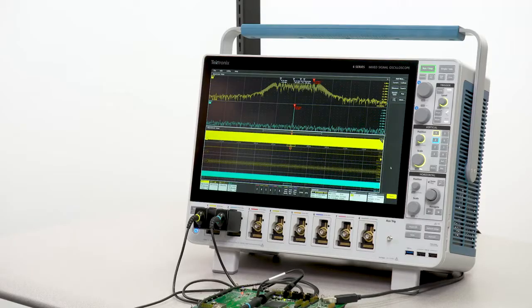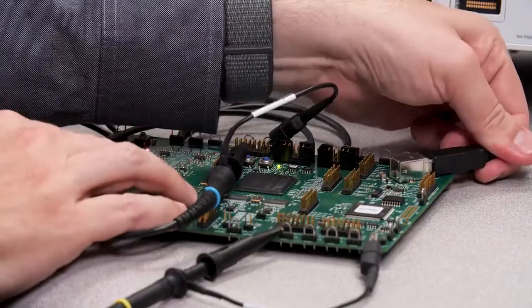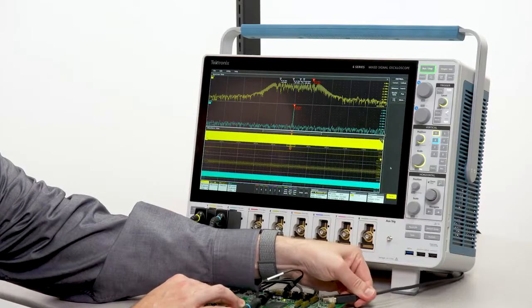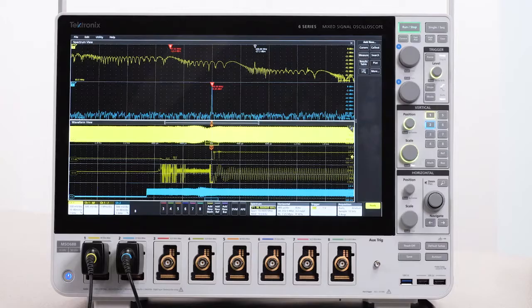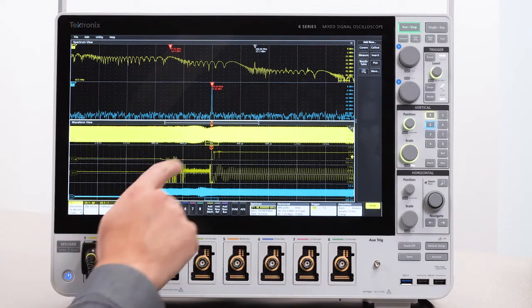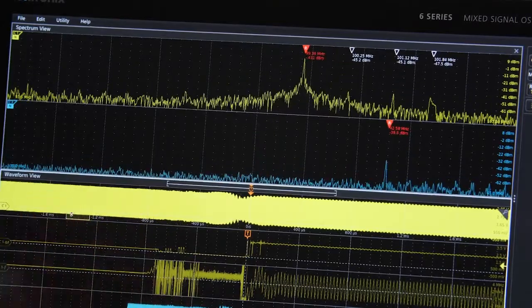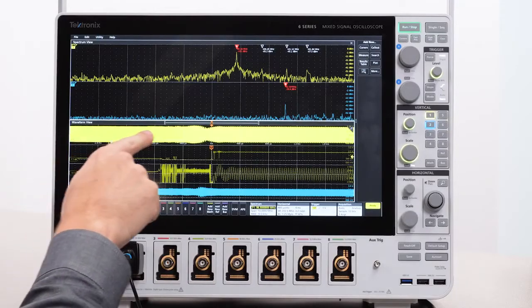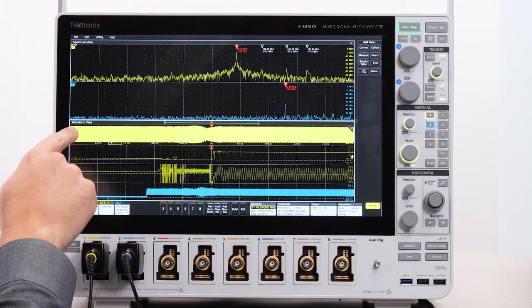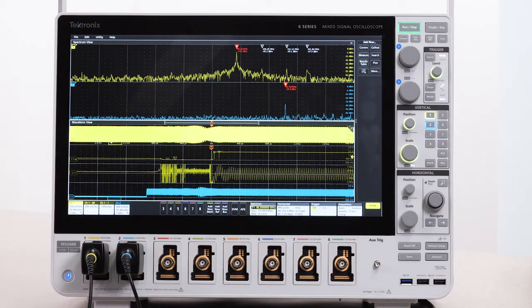Okay, now let's see what happens when I power cycle the board. The time domain and frequency domain information are synchronized. I can quickly scan through the startup sequence. I can see that there's oscillation on the spread spectrum clock right around the center frequency, but well before the modulation kicks in.